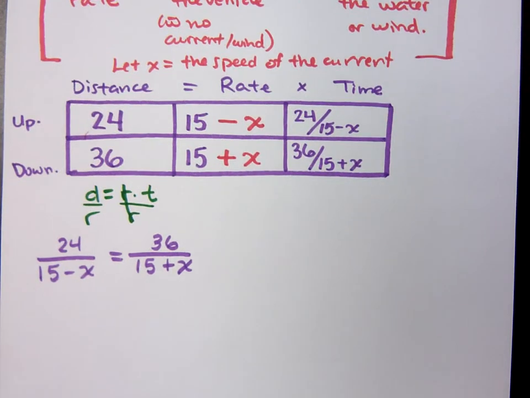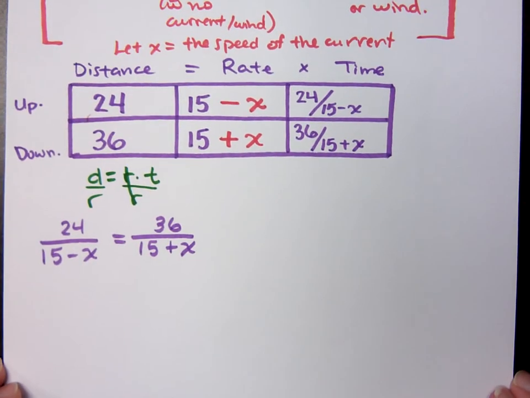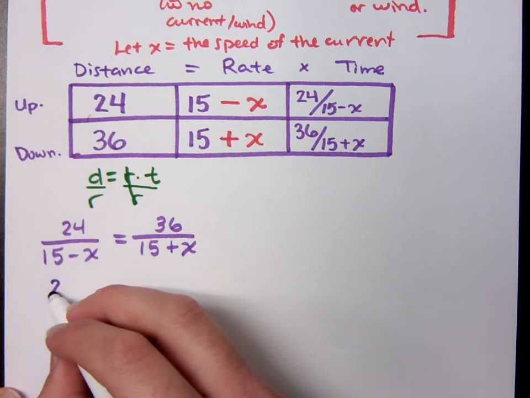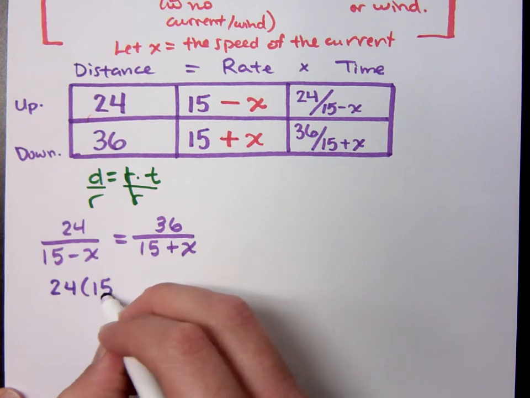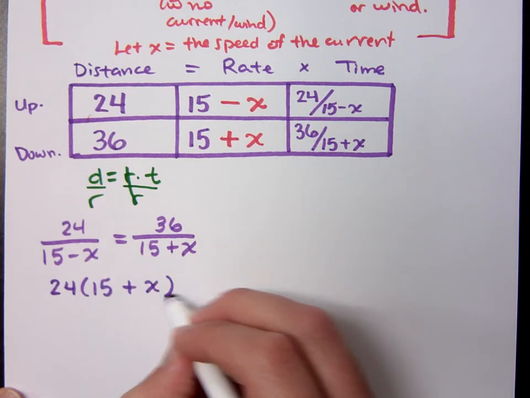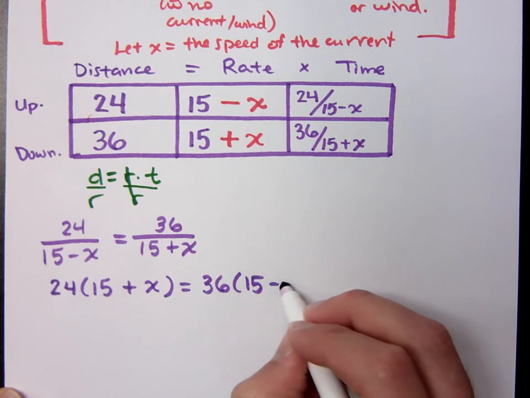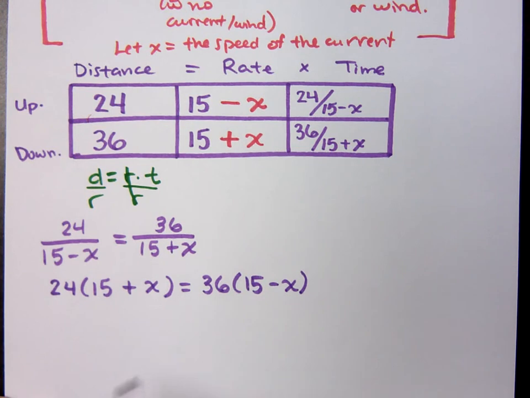How are we going to solve this? So 24 times 15 plus x equals 36 times 15 minus x. Now, you can make your life a little bit easier if you want to. You could go ahead and distribute this out, and I've got no problem with you doing that. But you know there's a common factor on both sides of the equation. What's the common factor?